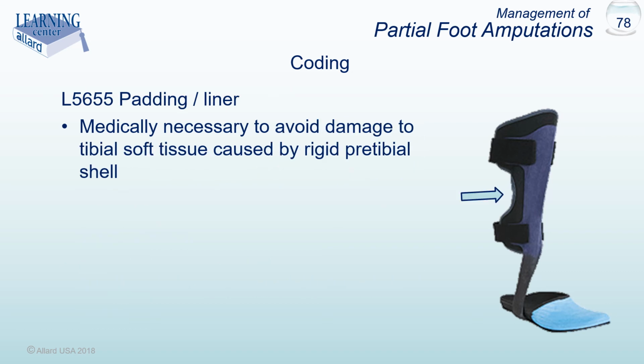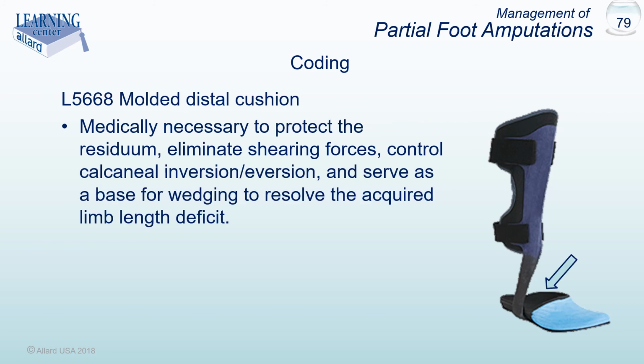Due to the rigid nature of the pretibial shell, it is medically necessary to protect the soft tissue surrounding the tibia and lower leg by padding the shell. Finally, a distal cushion or socket is necessary to protect and control the residuum, to control the biomechanics of the rear foot, and to serve as a fixation point to add wedging or posting to help restore limb length.